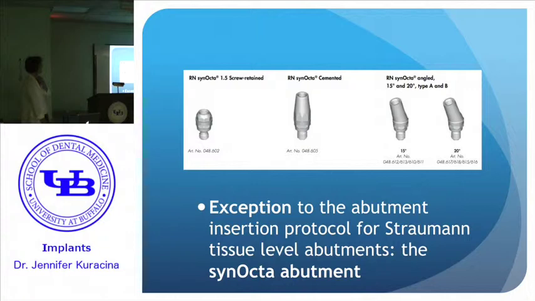Now, the exception to inserting the abutment on a tissue level implant and leaving it there is the Synocta abutment. If you choose one of these, they are designed to go on the cast and have the crown fabricated on that cast. So these do not go in the mouth until you're inserting your crown. Personally, I don't really use them. I think I used one of the angled ones once.